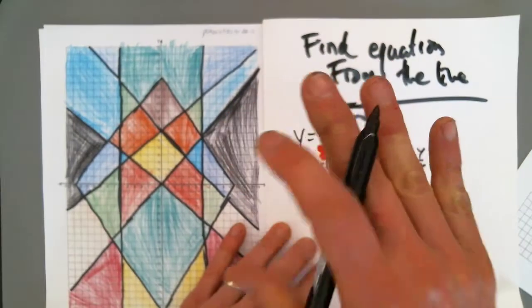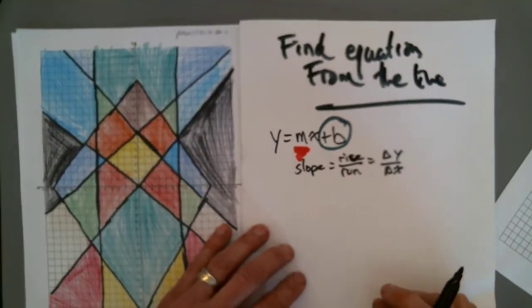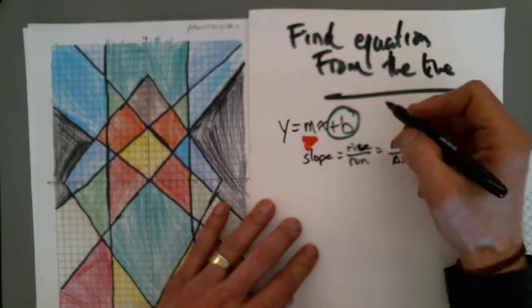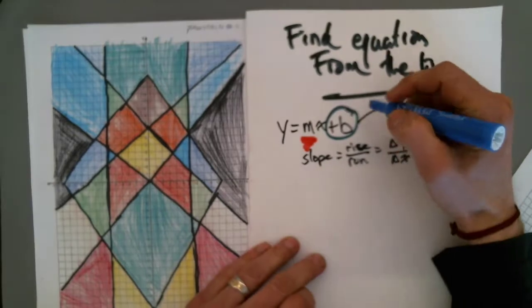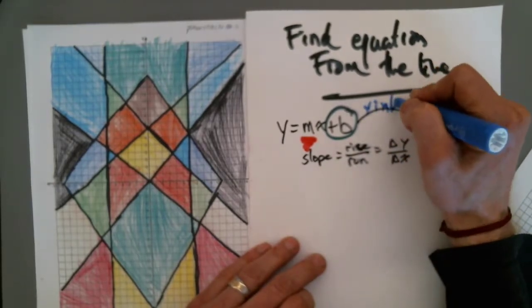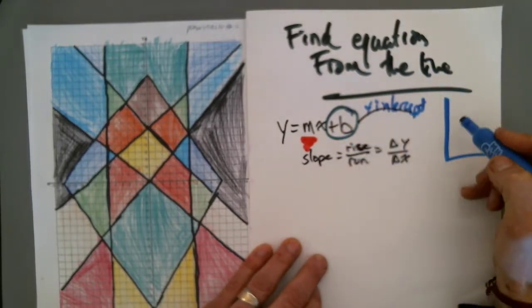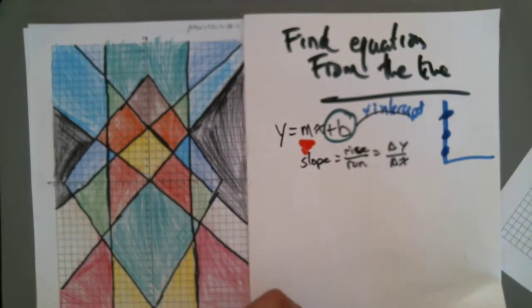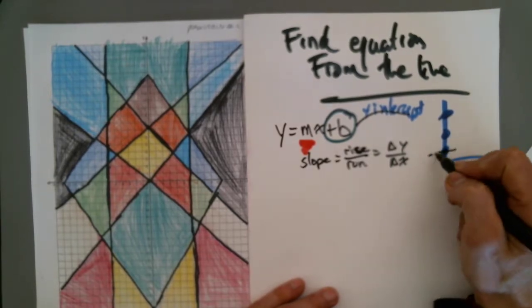I'm really hoping this is becoming second nature to you, because this is the unit right there, y equals mx plus b. B, what is b? B is my y-intercept. So here's my graph. Whatever B is, it's the first point on the y-axis. Don't make it complicated. If B is positive 2, that's what it is.